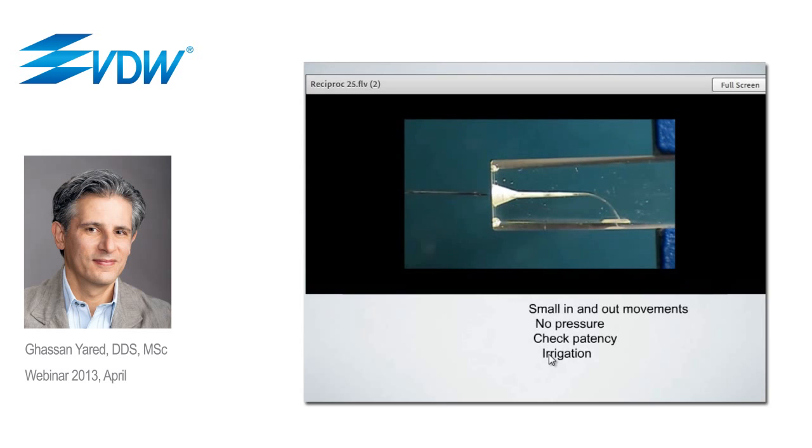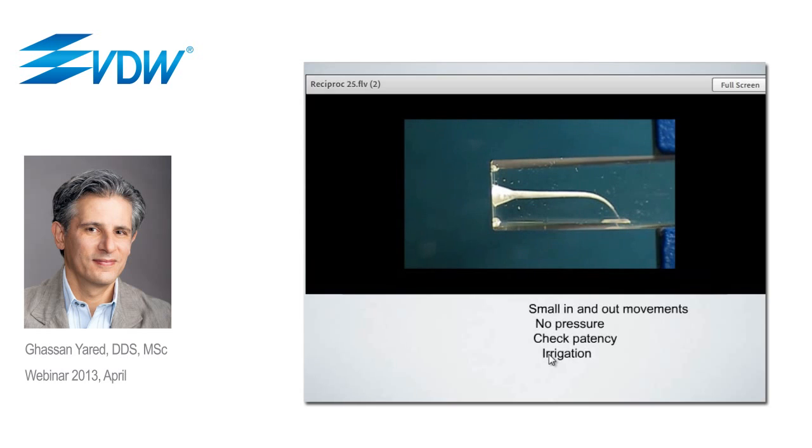We irrigate, we check patency, and then we go back. 1 pack, 2 packs, 3 packs, take it out, irrigate, patency, and then we continue. We keep doing this until the instrument reaches the working length. You do not apply pressure on the instrument. You will see that the instrument will advance very easily in the canal.